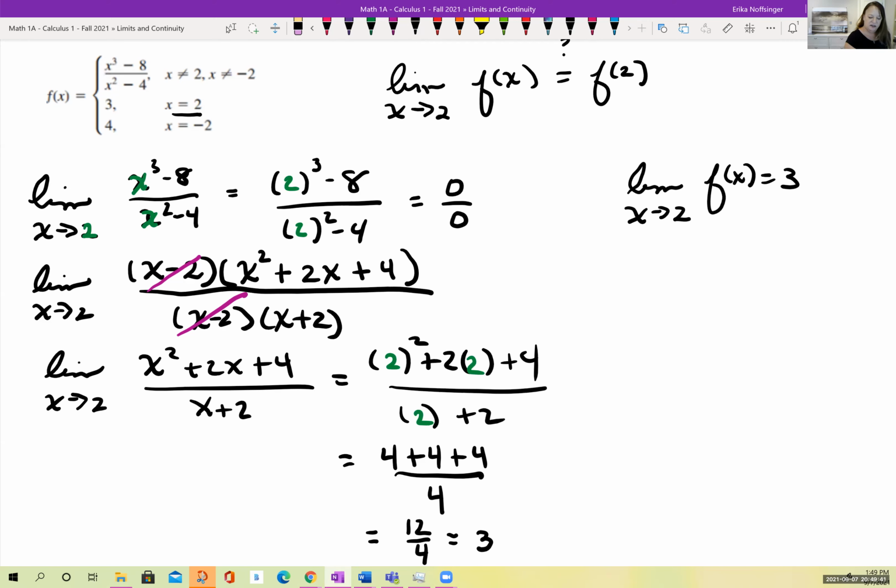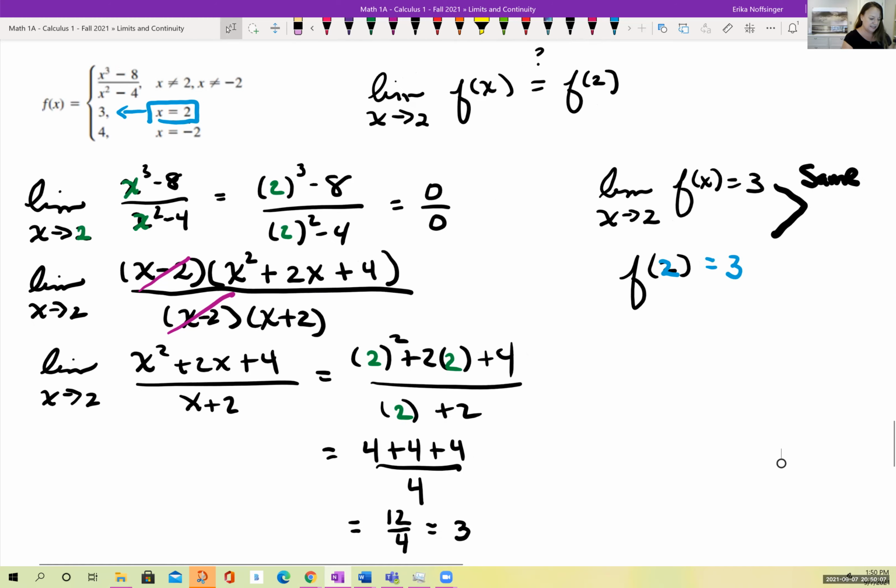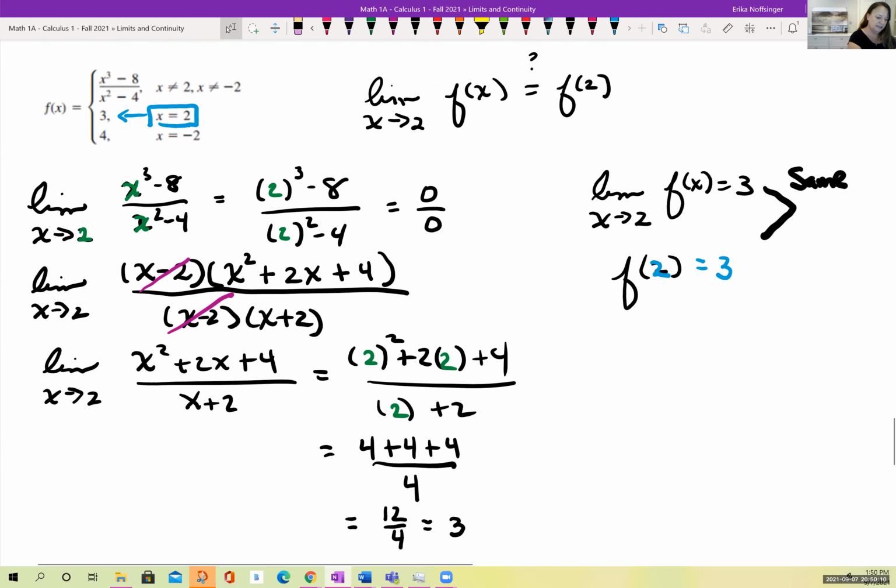Well, let's see what f of 2 really is, though. When x equals 2, my y value is 3. So f of 2 is also equal to 3. These are the same. That's what had to hold in order for it to be continuous at x equals 2. So we're continuous at x equals 2.